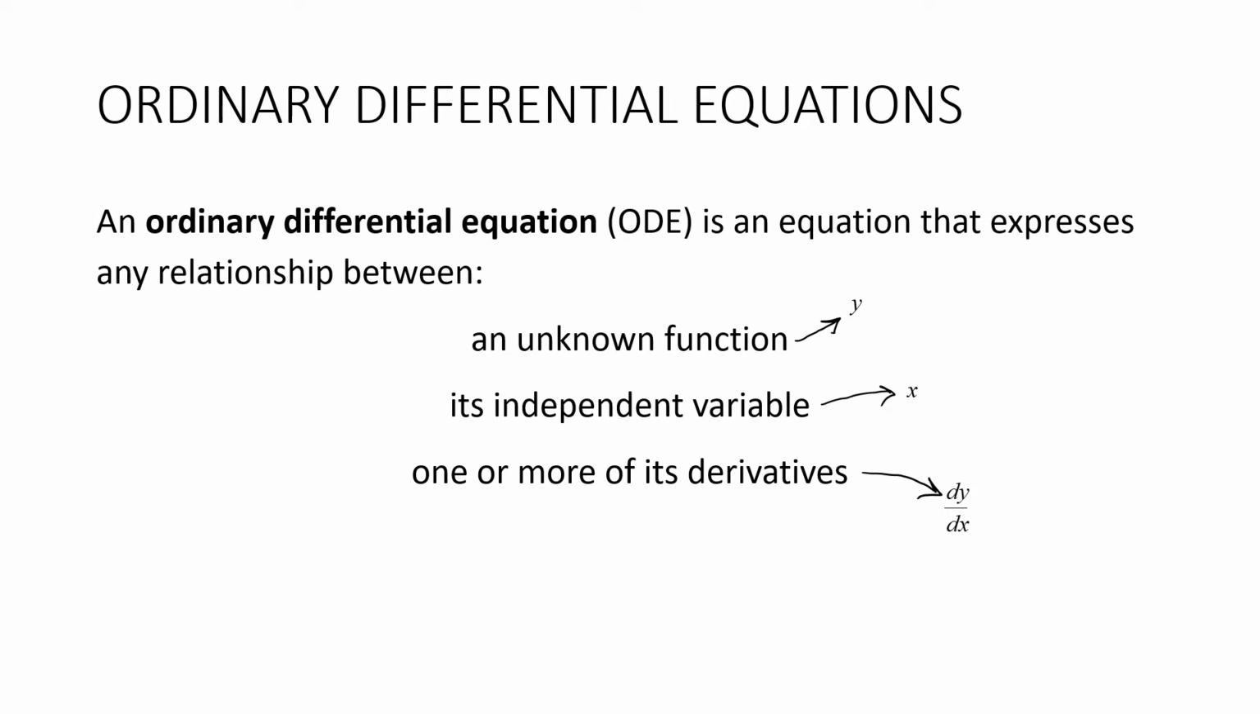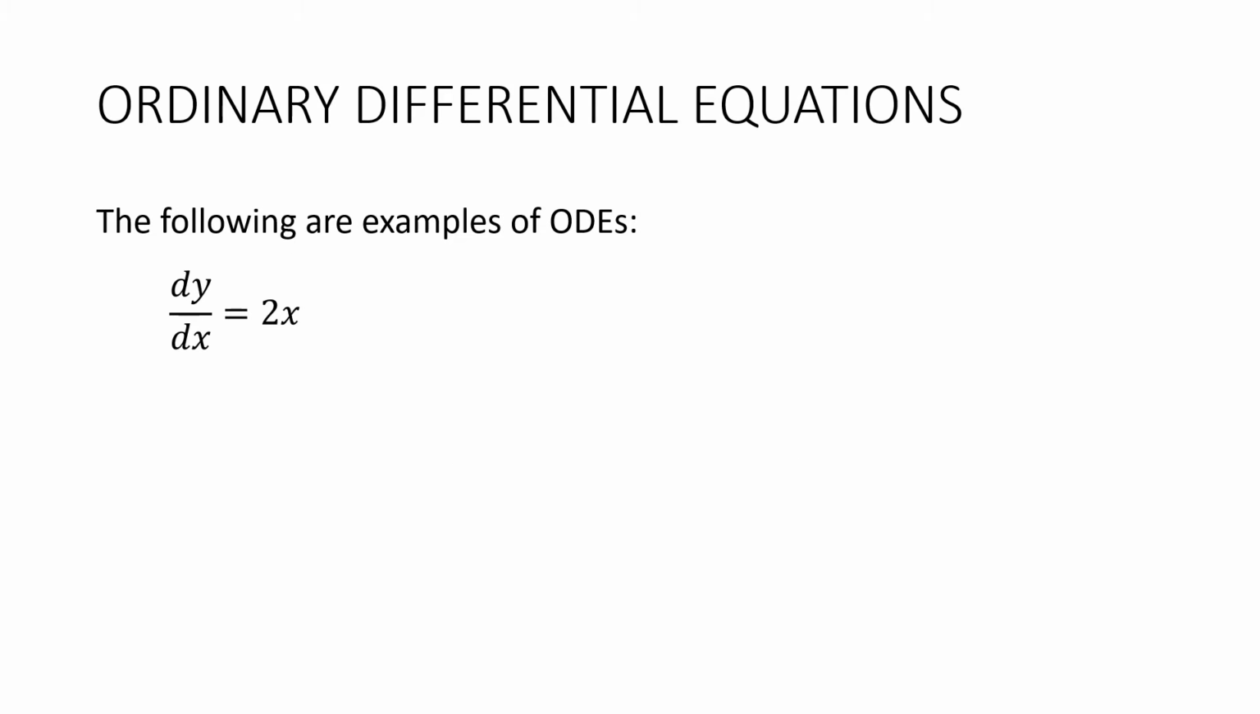Now, not all of those things are compulsory. The derivative is, but we don't have to have the independent variable involved, and we don't have to have the unknown function involved. So here are some examples of ODEs. We have dy/dx equals 2x, d squared y/dx squared equals y. And this one's got two derivatives in it: d squared x/dt squared plus 2 dx/dt is equal to 2t.